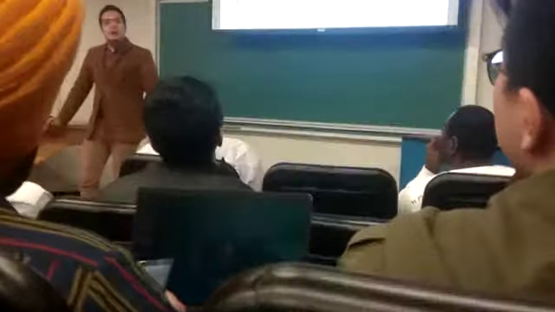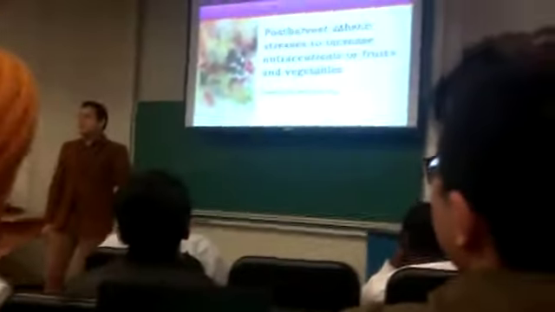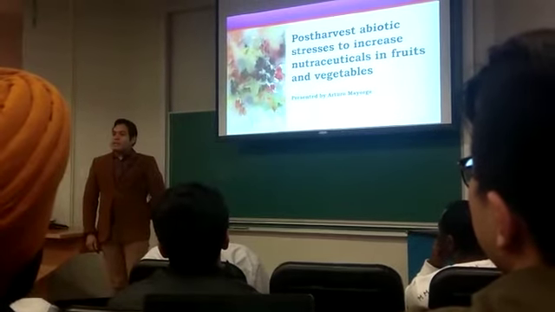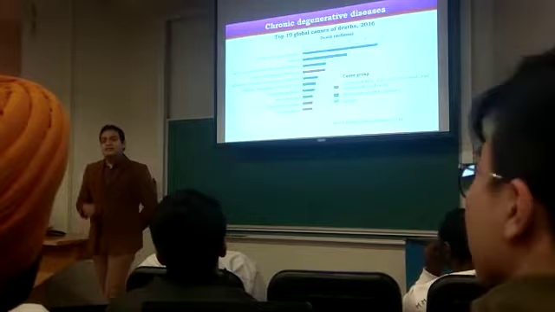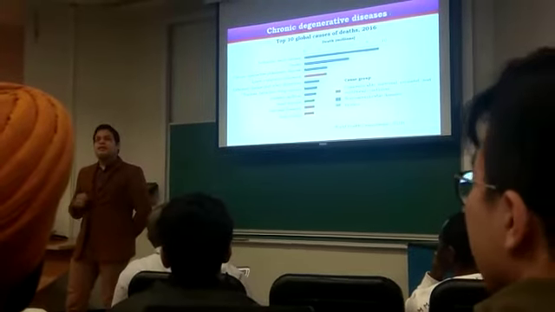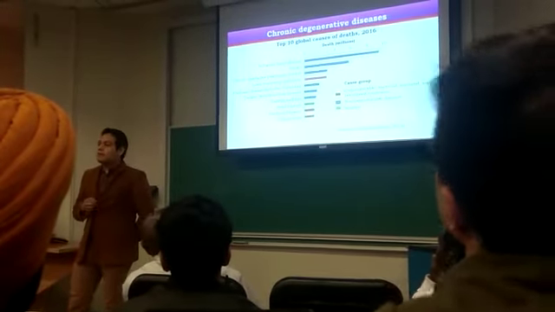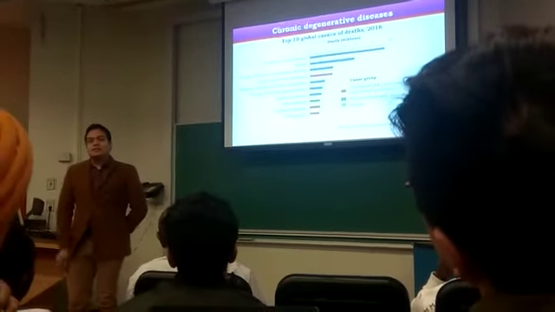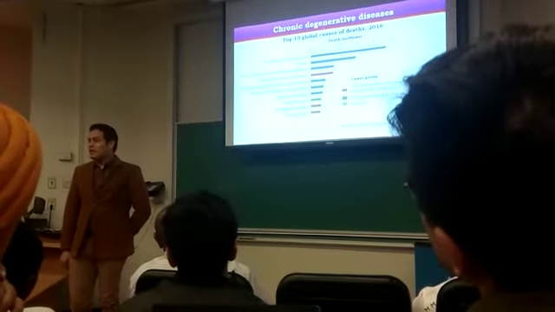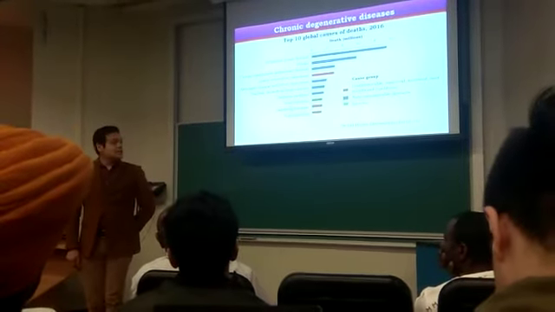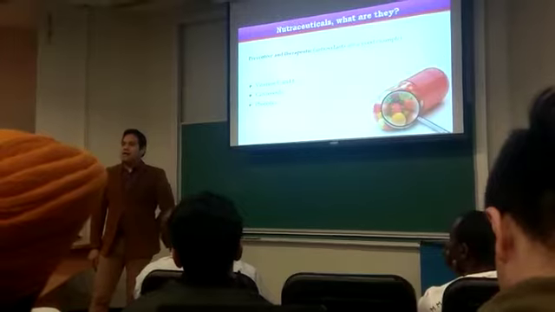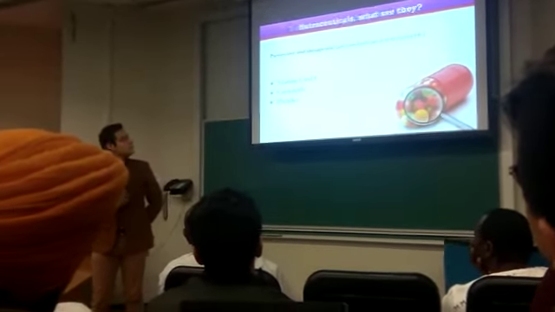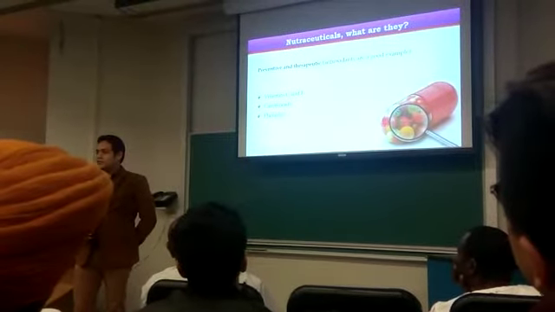Talk to you about post-harvest abiotic stresses that are used to increase nutraceuticals in fruits and vegetables. Let me start by telling you that chronic diseases such as certain types of cancer and diabetes are among the main causes of death worldwide. But guess what? A solution for these diseases might be in what we eat. Nutraceuticals such as antioxidants are compounds found in food that show preventive and therapeutic activities against these diseases.